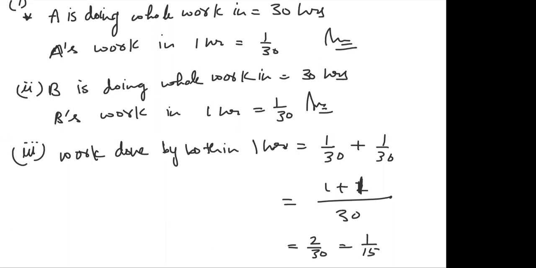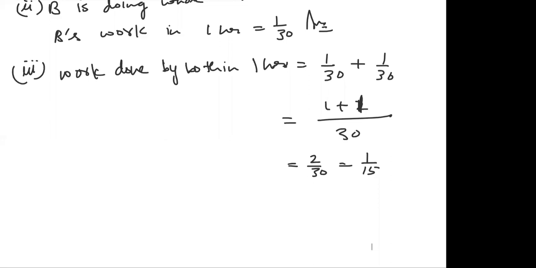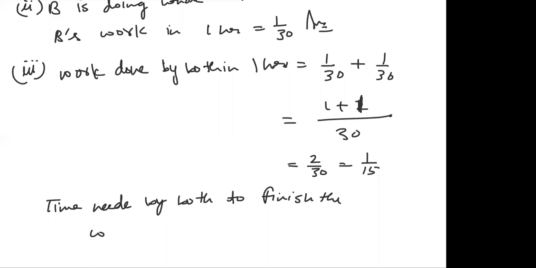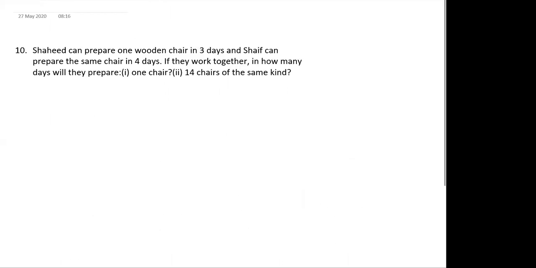1 upon 15. Now the question was asking in how many hours both can complete the whole work. So the time needed by both to finish the whole work is, sorry, 15 hours. Just reciprocate this, 15 hours. So they can complete the whole work in 15 hours. Is it clear? Now next question.